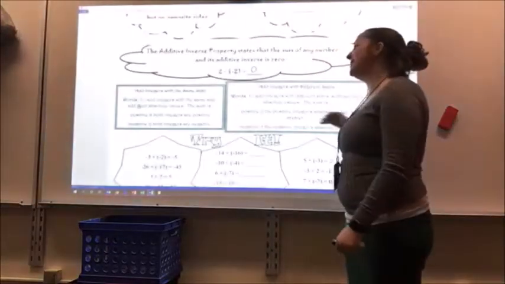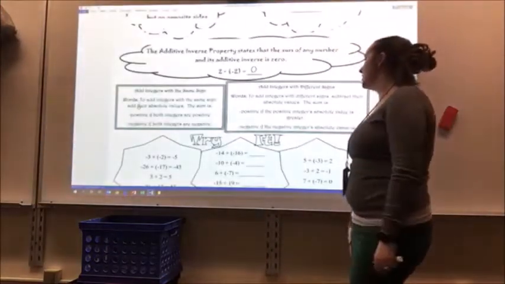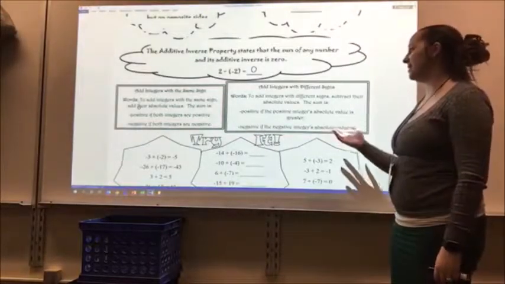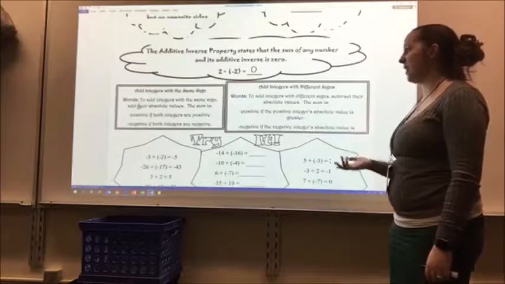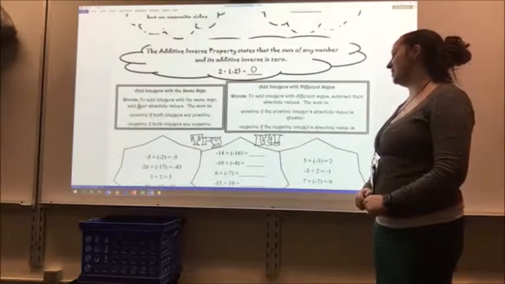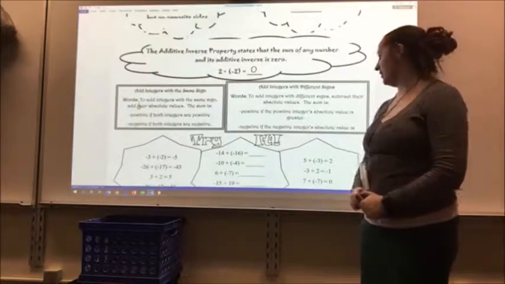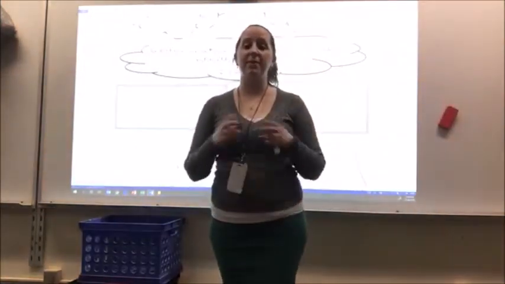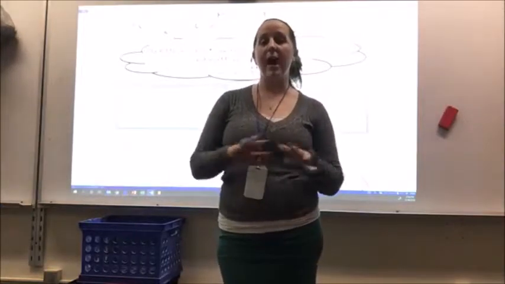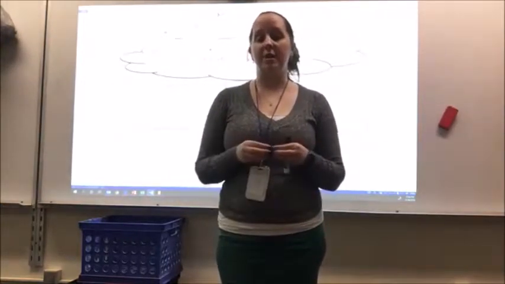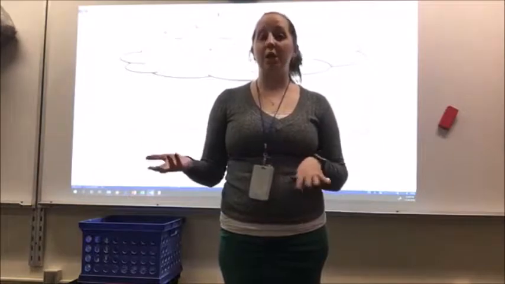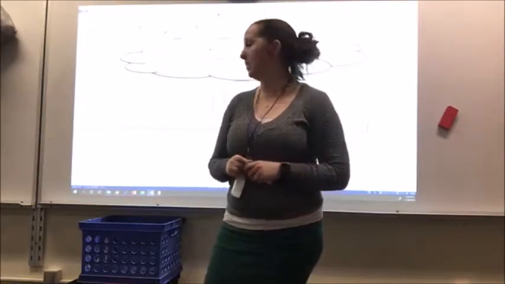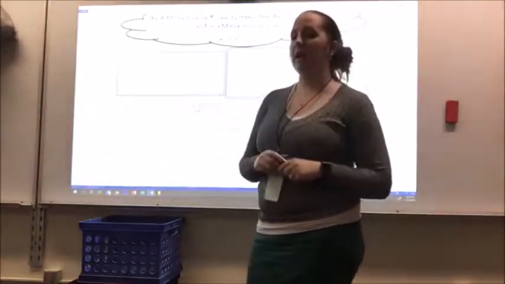If you're adding with different signs, to add integers with different signs, subtract their absolute values. The sum is positive if the positive integer's absolute value is greater, and negative if the negative integer's absolute value is greater. Okay? So one way to think about this is if they're different signs, they're enemies, and you want to subtract them. Whichever number is bigger wins, and you take that side. Okay, so let's take a look at a couple of examples.